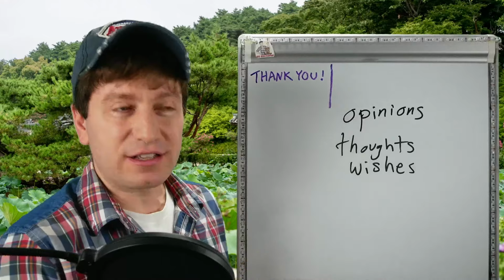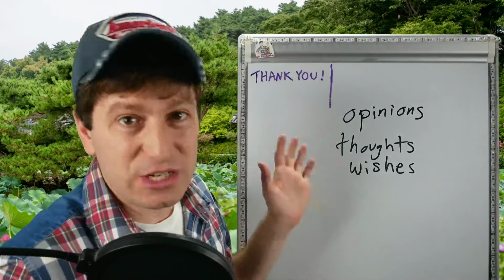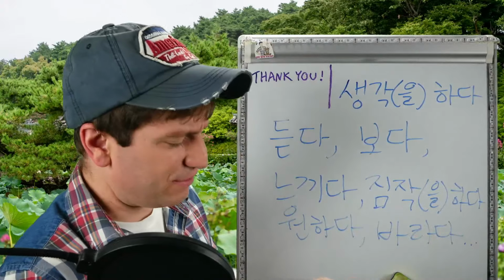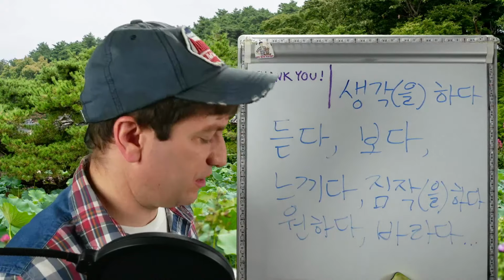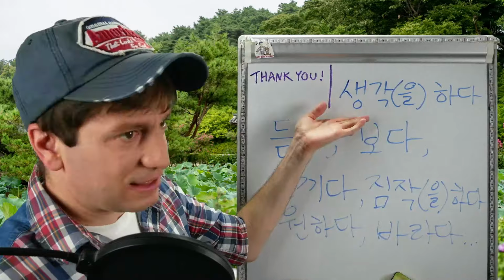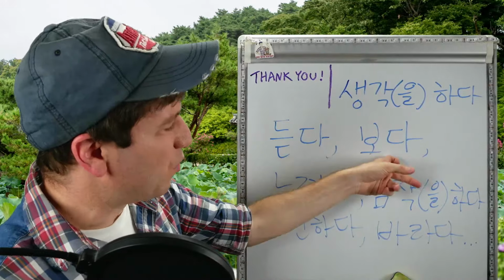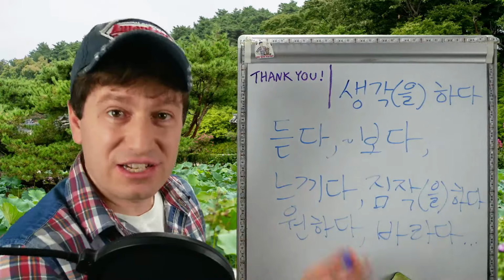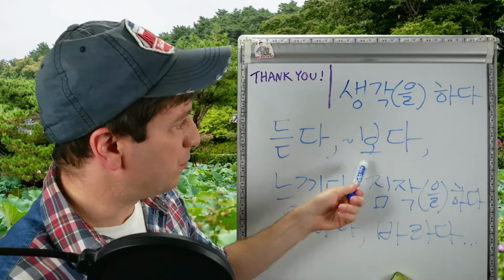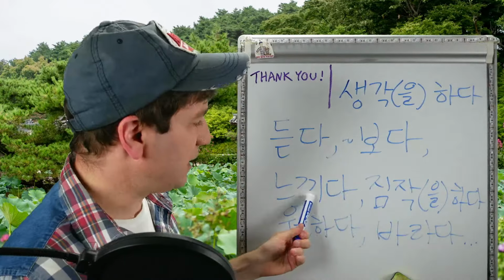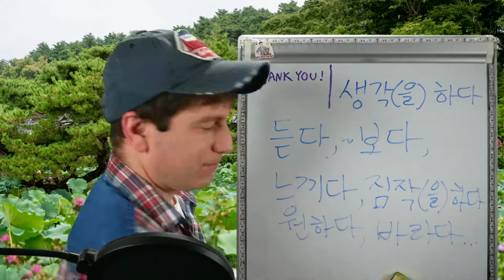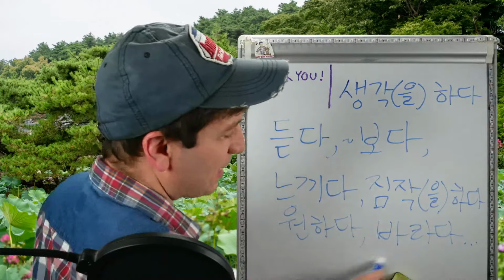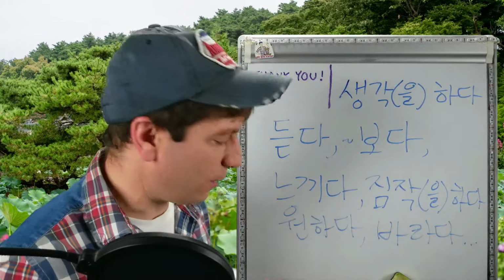It's used specifically with verbs that are related to expressing this. Okay, this is by no means a complete list of even the most common verbs you'll see this used with. There are a lot more. 생각하다, to think. 듣다, to hear. 보다, to see. Now this also includes 보다 when it's used as an auxiliary verb, when it's used in the form 보다, like trying something. 느끼다, to feel. 짐작하다, to guess, to estimate something. 원하다, to want. 바라다, to hope for or to wish for.